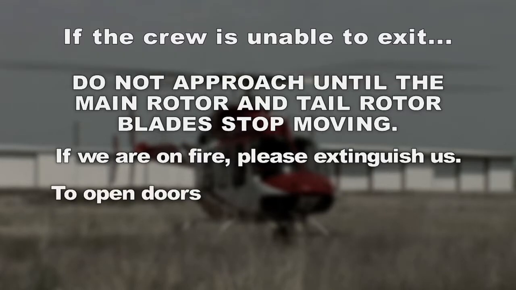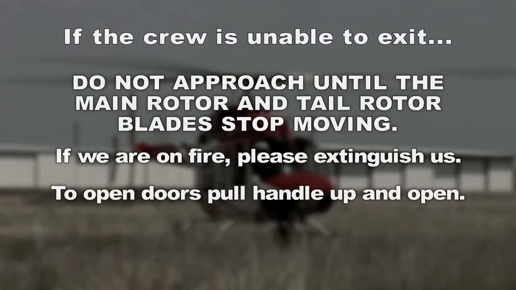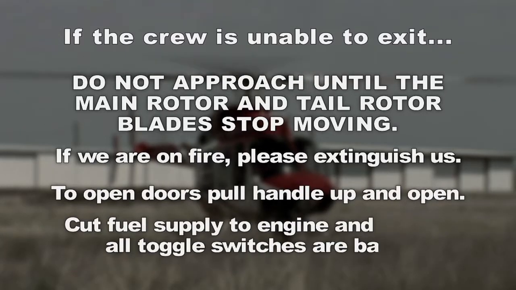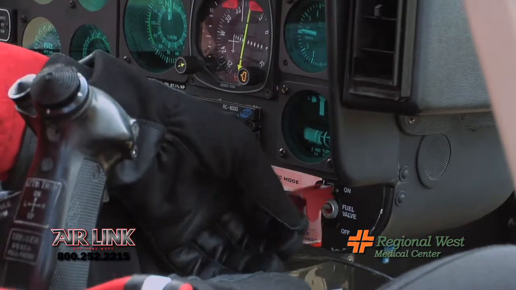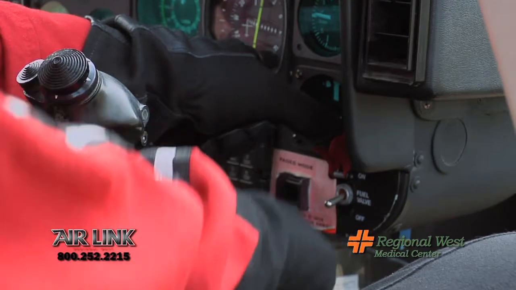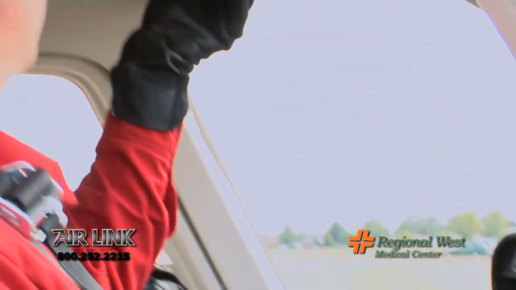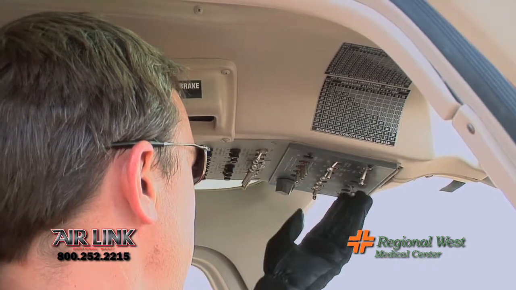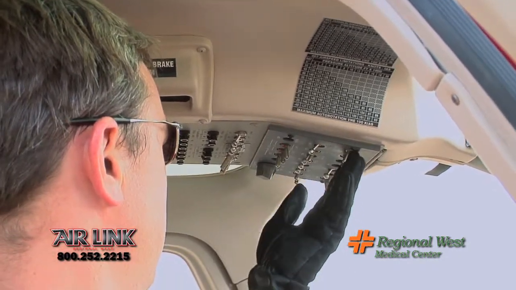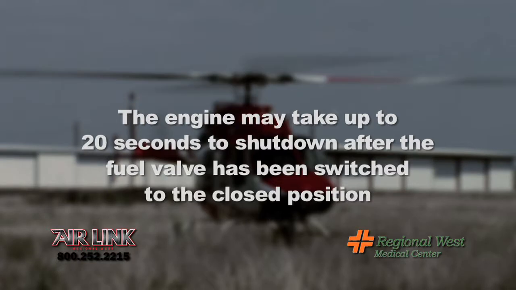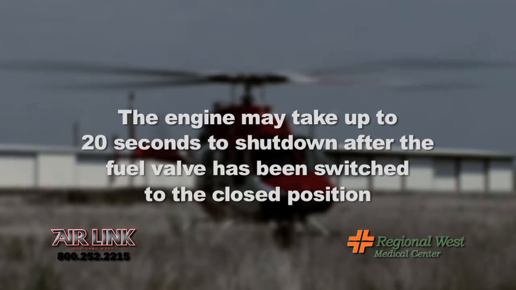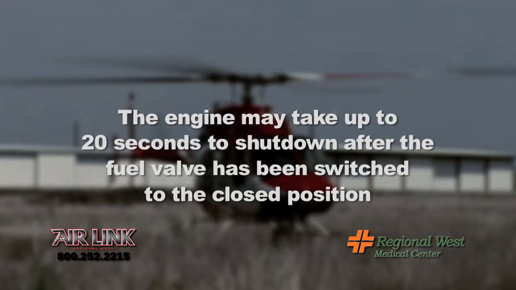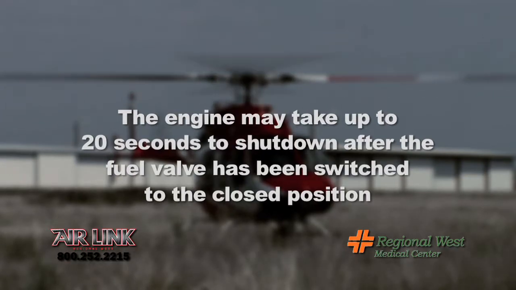To open the doors, pull handle up and open. Cut the fuel supply to the engine and ensure all toggle switches are back. The easiest way to shut the helicopter down is to shut the fuel off to the engine. This is done by moving the fuel cutoff switch to the cutoff position, then all overhead switches to the rear position. FYI, the engine might take up to 20 seconds to shut down after the fuel valve has been switched to the closed position.